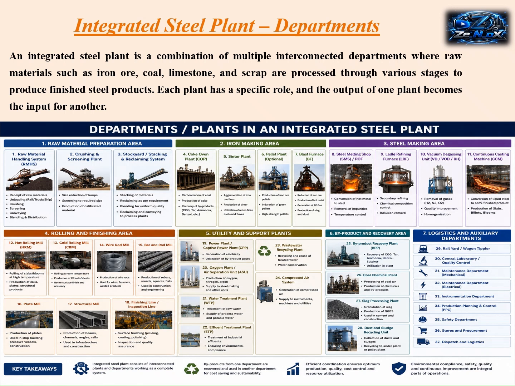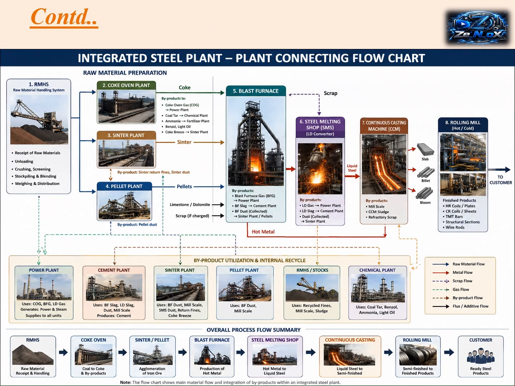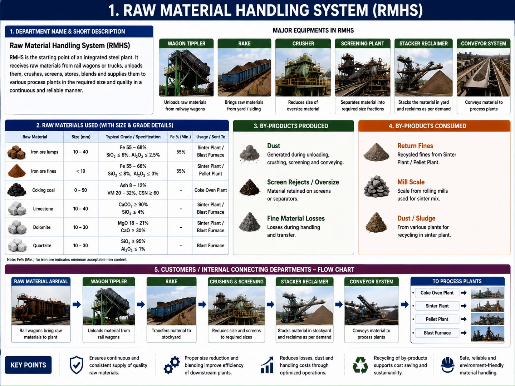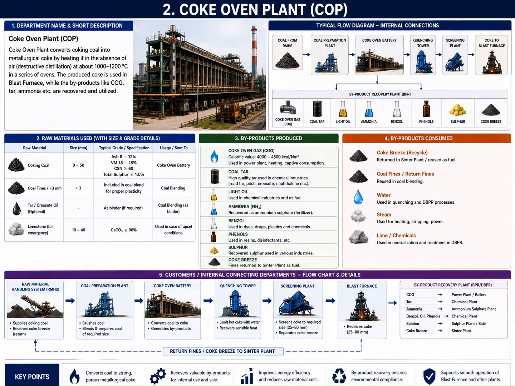Today, I am presenting the complete process of an integrated steel plant. This presentation explains how raw materials are converted into finished steel products. We will cover all major departments and their functions. We will also understand raw material specifications, byproducts, and process flow. Each department acts as an internal customer for the next process. Finally, we will see how sustainability is achieved through byproduct utilization.